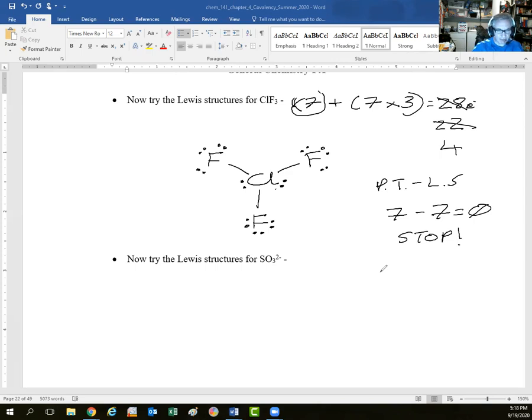Next one with the sulfite. That's one of our polyatomic ions from chapter 3. Electron count would be 6 for the sulfur.